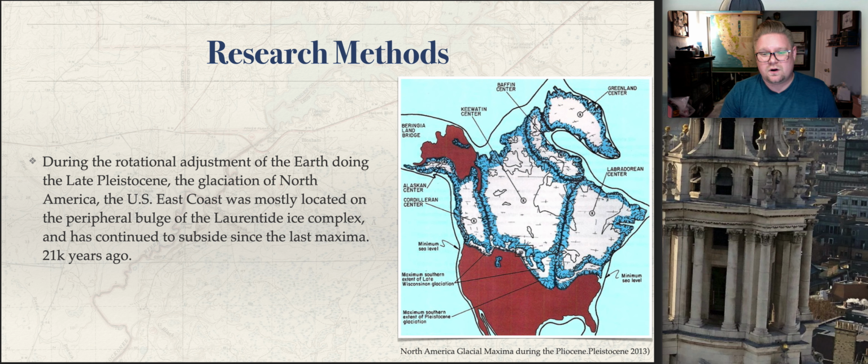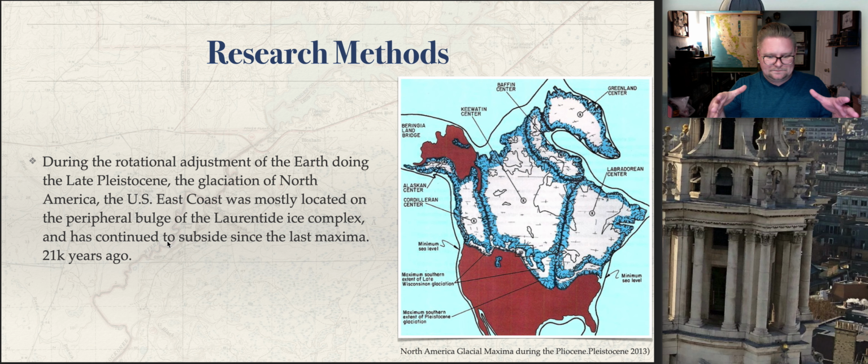But anyway, these are mathematically calculated glaciation cycles, and so our last major glaciation, maximum glaciation, was the Laurentide ice complex, and part of the research methods were to study how far the ice advanced, and then because of that advancement, where was the bulge on the landscape? And they found that a majority of the bulge was actually located down in this eastern part of the U.S. by Florida. So what does that bulge mean?